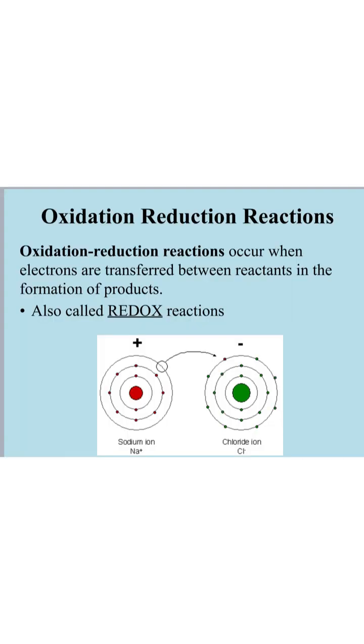So by definition, an oxidation reduction reaction occurs when electrons are transferred between reactants to make our products. So we also call this our redox reactions. So basically what happens is I put two elements or compounds together, and in the process of making my products, they are going to transfer electrons around. So that's our definition of a redox reaction.